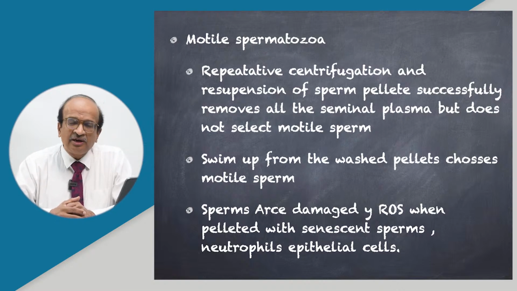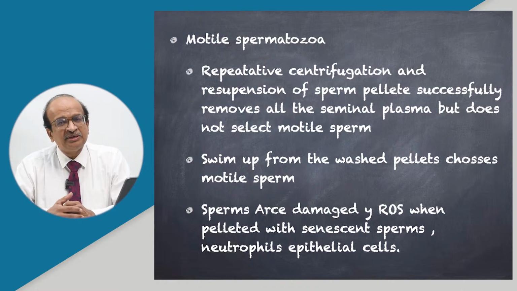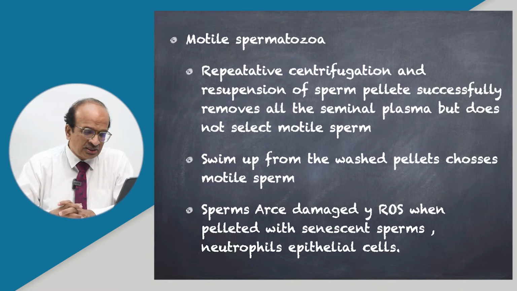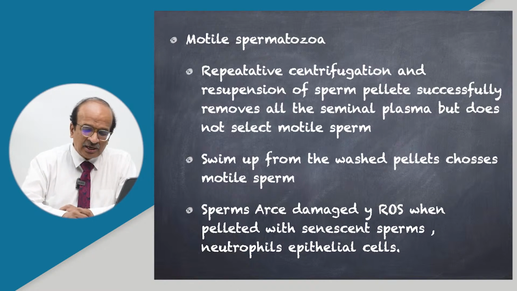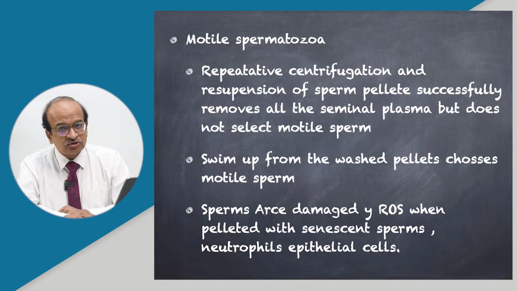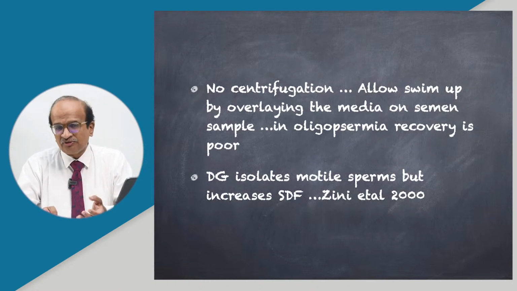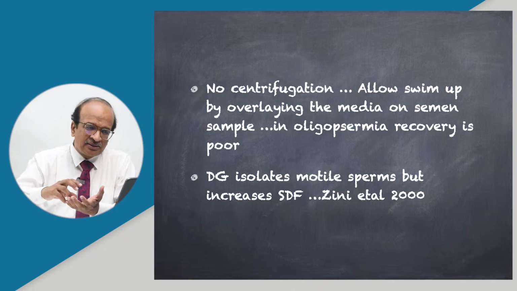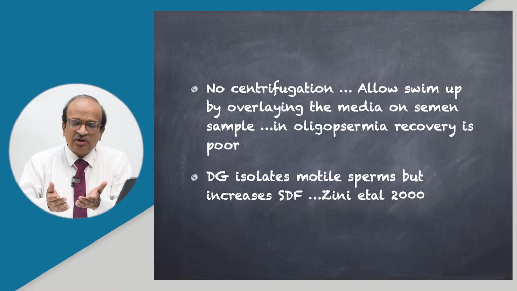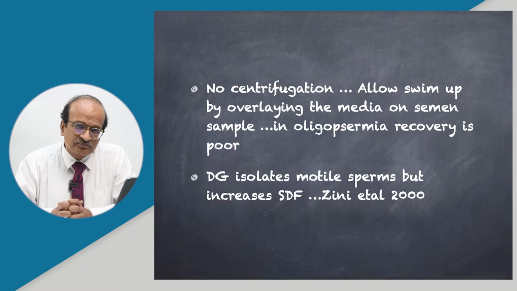up. And when you do the centrifugation repetitively, obviously the sperm can be damaged by reactive oxygen species, and there's a possibility you may pellet the senescent sperm, and some neutrophils and epithelial cells could still be there. And if you don't offer any centrifugation, if you just allow some media to overlay an oligospermic sample and allow the swim up, the recovery could still be poor.